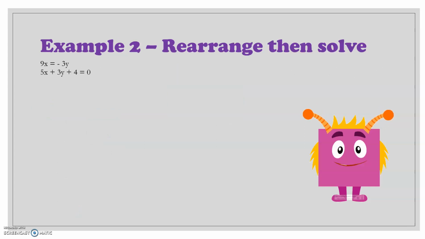Let's look at one more. But we're going to look at a question that needs to be rearranged first. So example 2, rearrange, then solve. I know that when it comes to standard form, I always have my x and y terms or my variable terms on the left-hand side, and then my constant terms are always on the right-hand side. So that first one, 9x is equal to -3y. That's going to become 9x plus 3y is equal to 0.